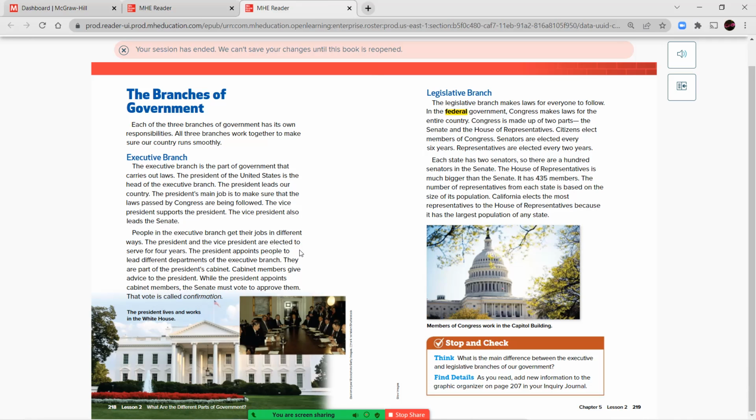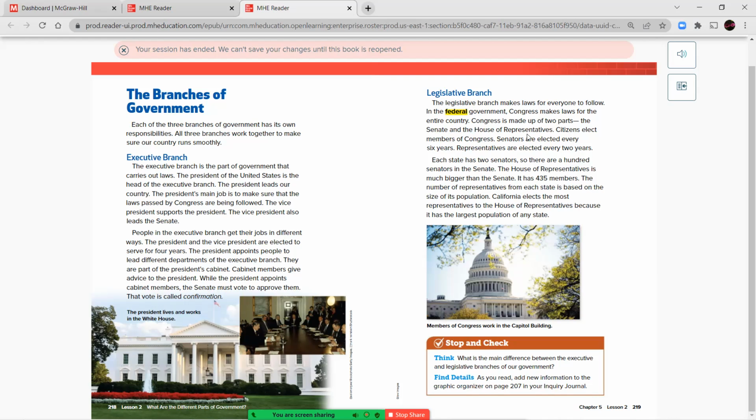The President appoints people to lead different departments of the executive branch. They are part of the President's cabinet. Cabinet members give advice to the President. When the President appoints cabinet members, the Senate must vote to approve them. This vote is called confirmation. And here we can see the President lives and works in the White House.